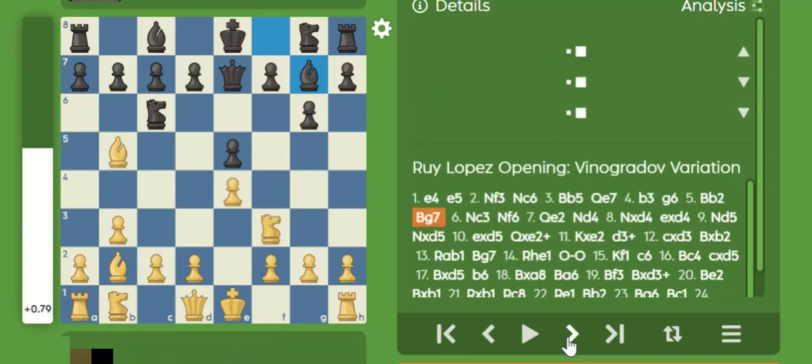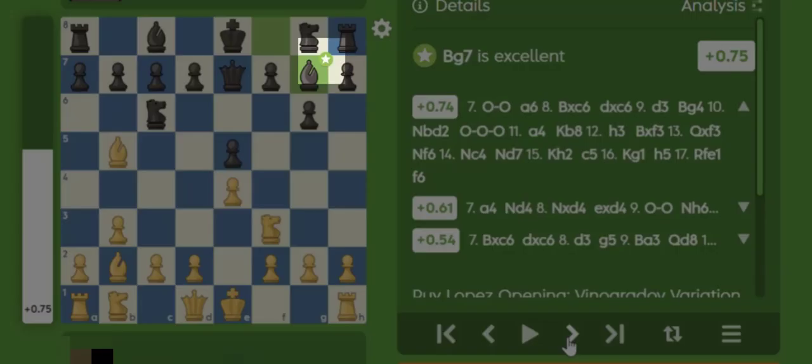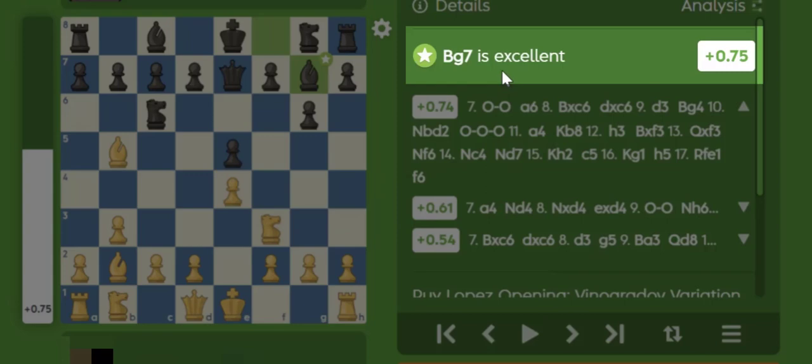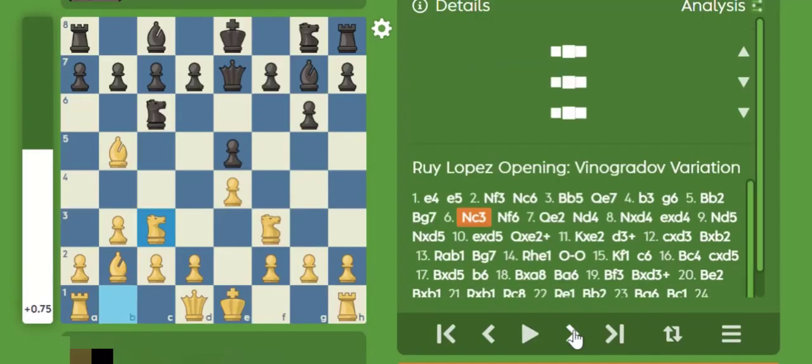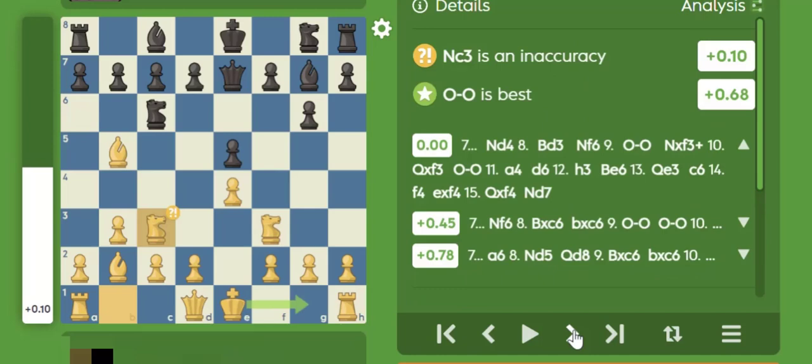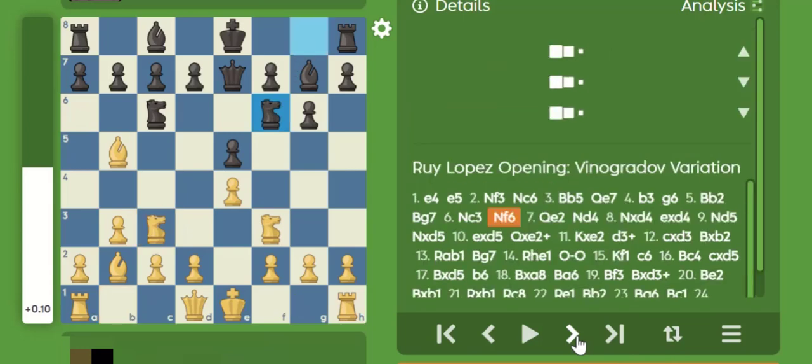So we're back here again. Ah, a star. So black actually made an excellent move right there. And so now white responds. Uh-oh, you can see it's another inaccuracy. Castling was the best, and you can see the score is pretty even now. 0.10 is not a big difference between the two players.